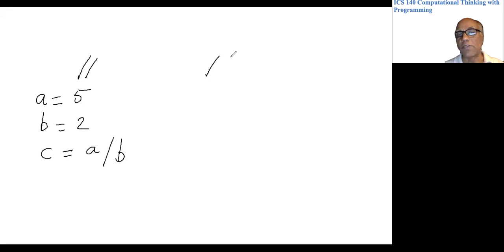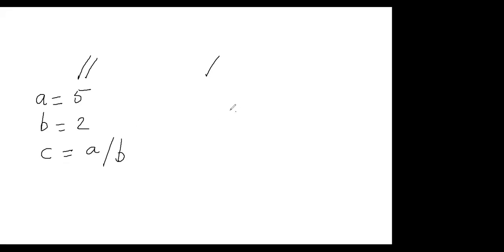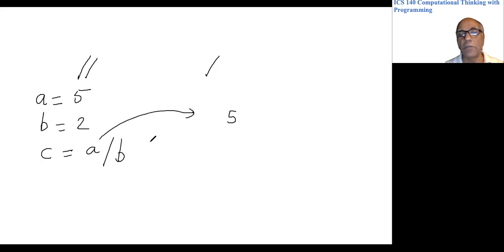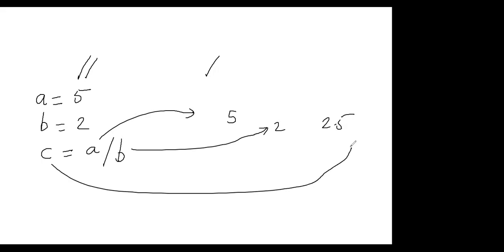Okay. Suppose I have the following variables: a equals 5, b equals 2, and I write c equals a divided by b. So I'm using this single slash. This divides 5, a is 5, right? So a is 5, b is 2. So 5 is divided by 2, and the answer is 2.5. So c would now be 2.5.